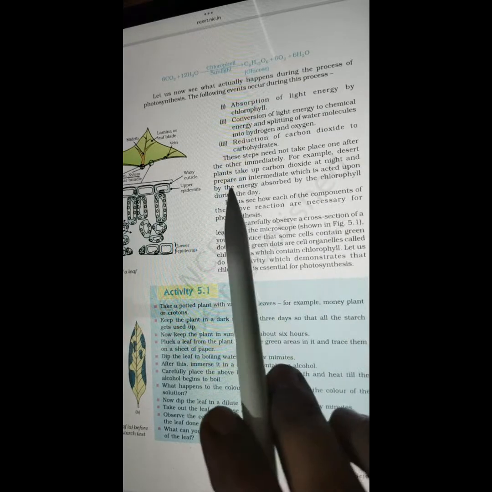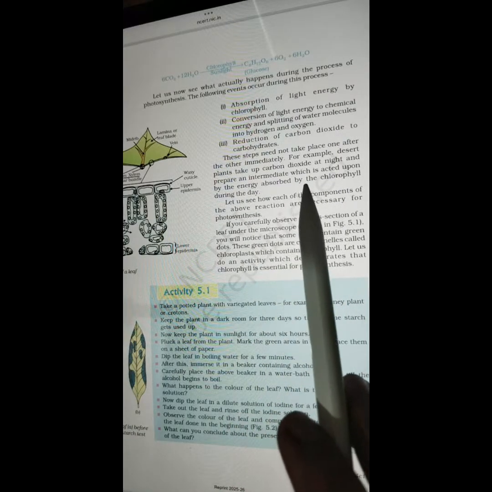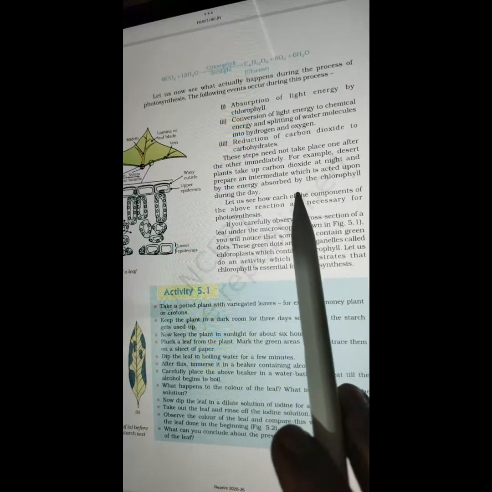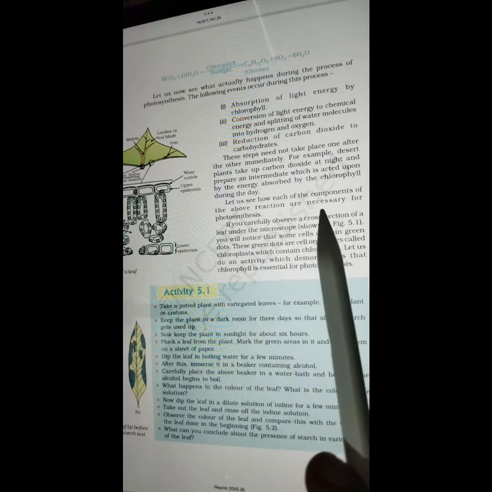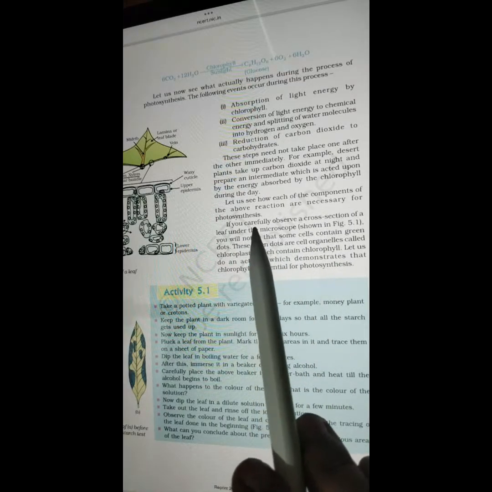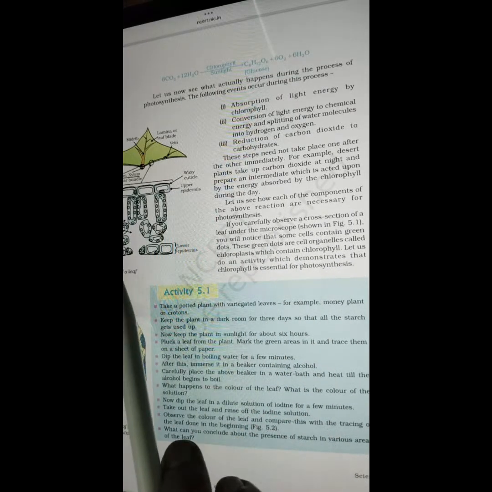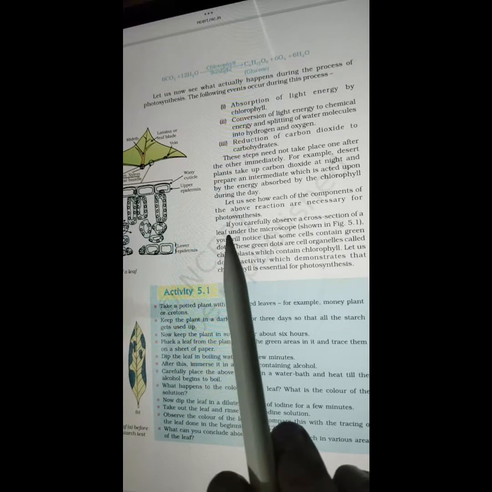For example, desert plants take up carbon dioxide at night and prepare an intermediate which is acted upon by the energy absorbed by the chlorophyll during the day. Let us see how each of the components in the above reaction are necessary for photosynthesis. The diagram 5.1 is very important. You should practice for it.